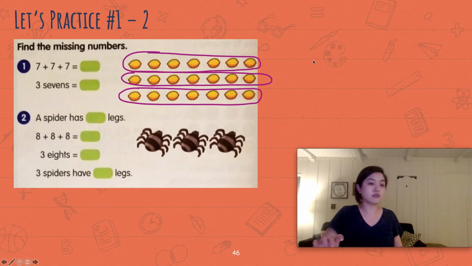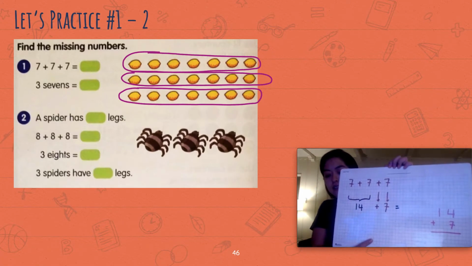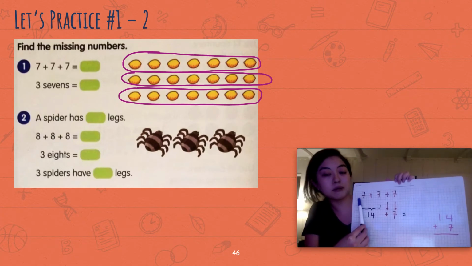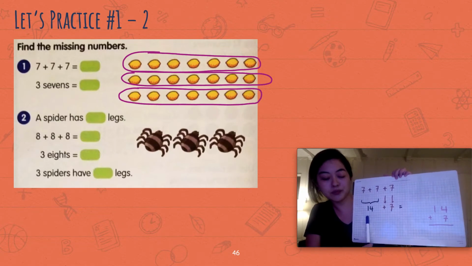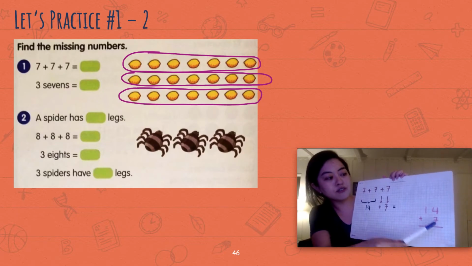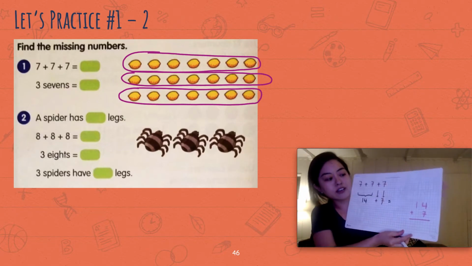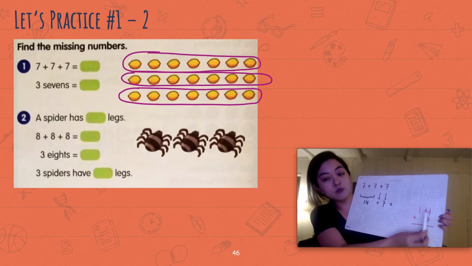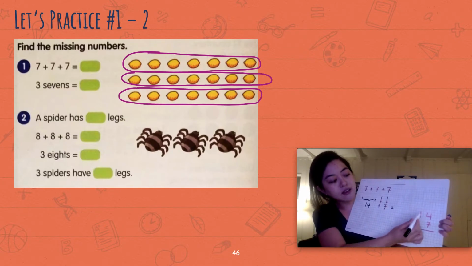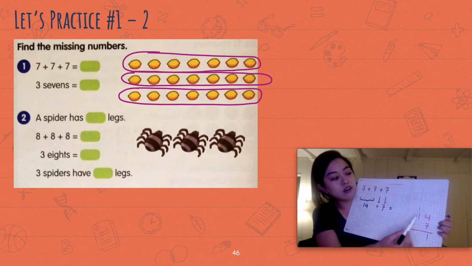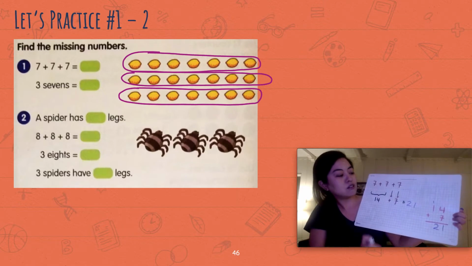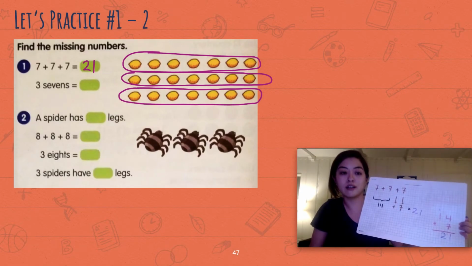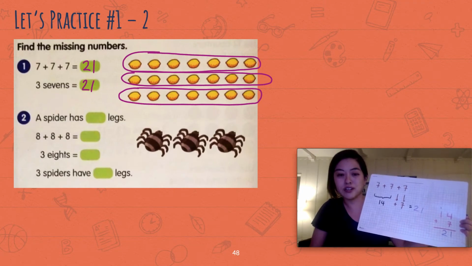And so what you could do is to find the total. I did it like this, okay? Do you remember your doubles facts? Okay, 7 and 7 make 14. Then you add the other 7, and you can do vertical addition where you can stack up the 1s and the 10s. So let's add the 1s. 4 and 7 make 11. Now we're going to add the 10s. 1 and 1 make 2. So this is 21. Okay, so also 3 7s make 21.